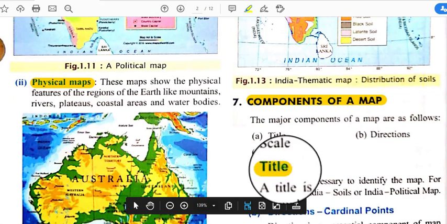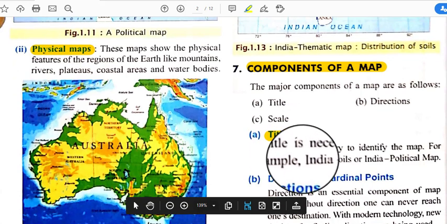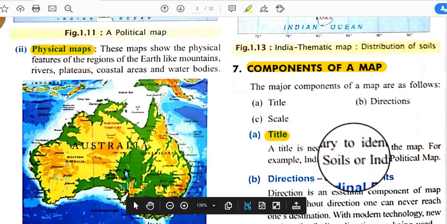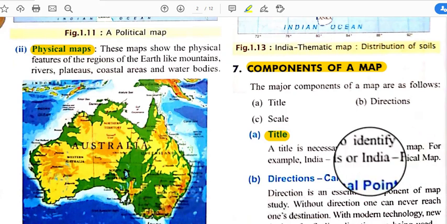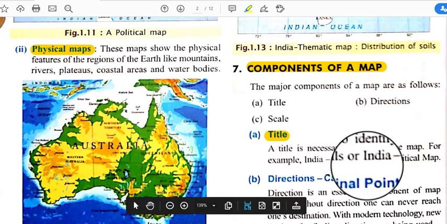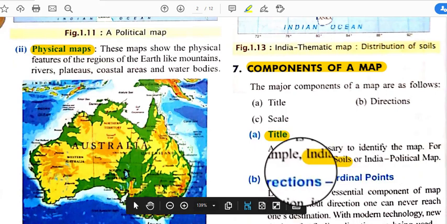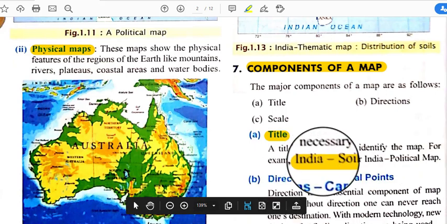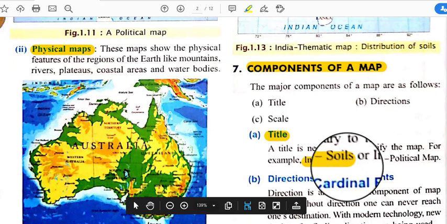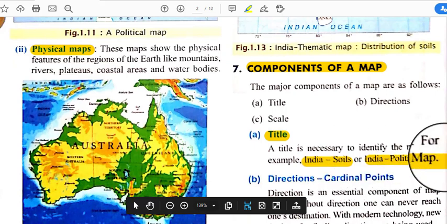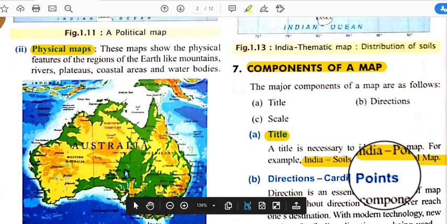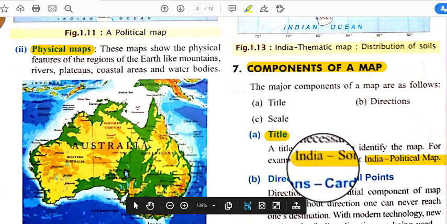So what is the meaning of the title of a map? A title is necessary to identify the map. For example, India soil or India political. India soil means the map of India shows us the distribution of soil. India political map means it shows us the political boundaries of India. So the title is very important.